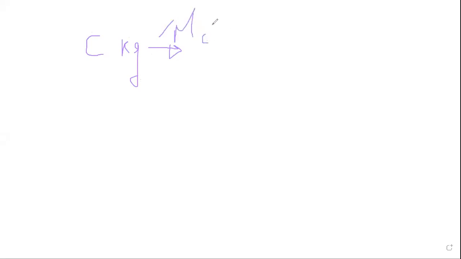We know that the molar mass of carbon is 12 kilogram per kilomole. Okay, so in order to find the number of kilomole present in this 1 kilogram of fuel, all we have to do is to say that the number of kilomole is C over 12. So knowing the percentage in mass, we can say that in 1 kilogram of fuel, we will have C over 12 kilomole of carbon.